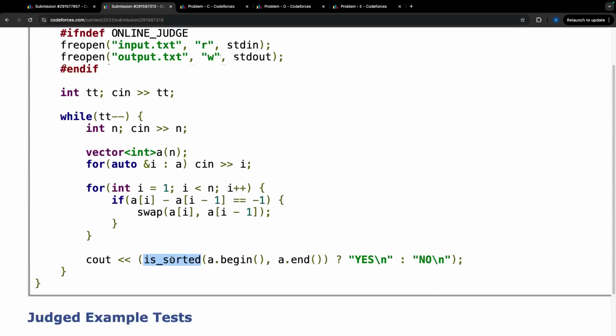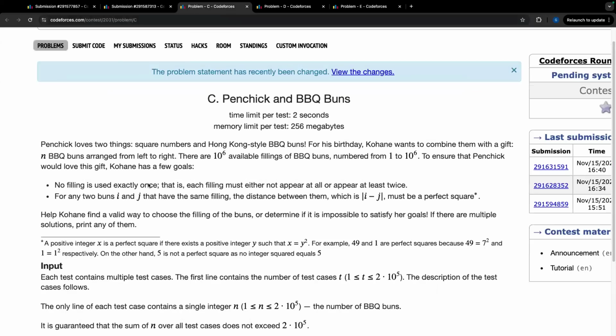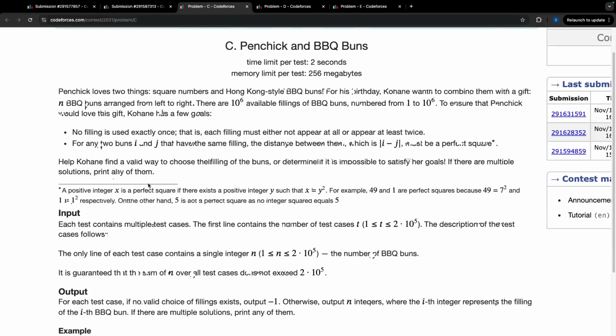Now, guys, let's move on to problem C. I think this problem is clear for everyone. It's called Penchick and BBQ Buns. This is a good problem. It's one of those mind puzzles that you have to solve. It's not actually a programming problem. It's like a puzzle. So let's look at the problem.